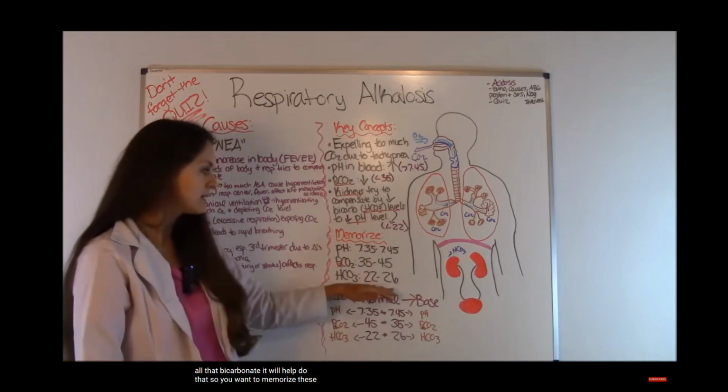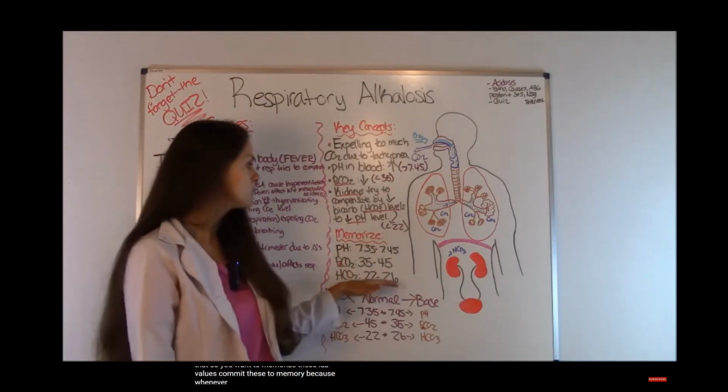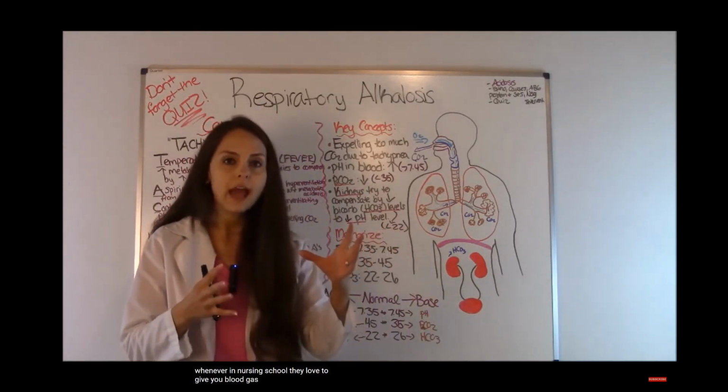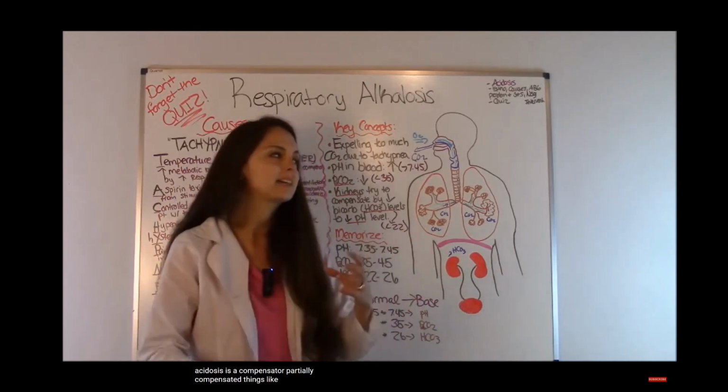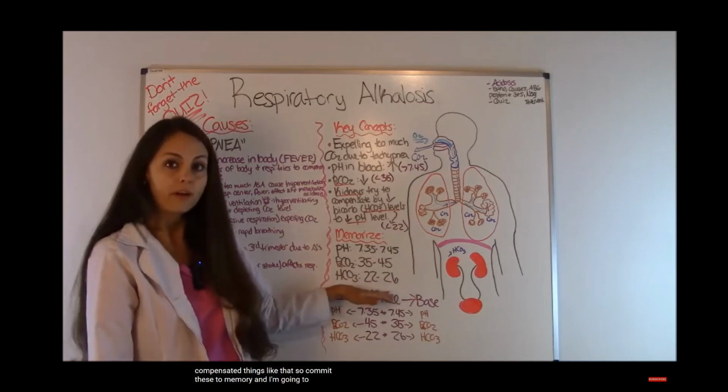So you want to memorize these lab values. Commit these to memory, because in nursing school, they love to give you blood gas analysis problems and ask you, is this respiratory alkalosis, acidosis, is it compensated, partially compensated, things like that. So commit these to memory, and I'm going to go over them with you real fast.